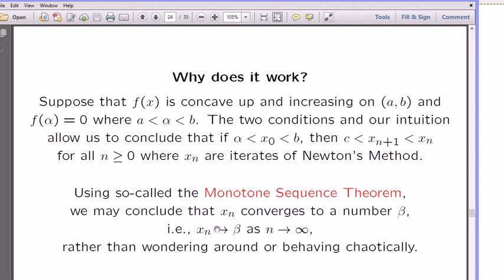So from there, I concluded that that number must approach somewhere. Not necessarily alpha. For example, to you, it is to your left. The numbers keep going to the left and never exceed this number. It must converge to something. You can't just wander around and behave in a complicated way. It must converge to B. So that's the monotone sequence theorem.